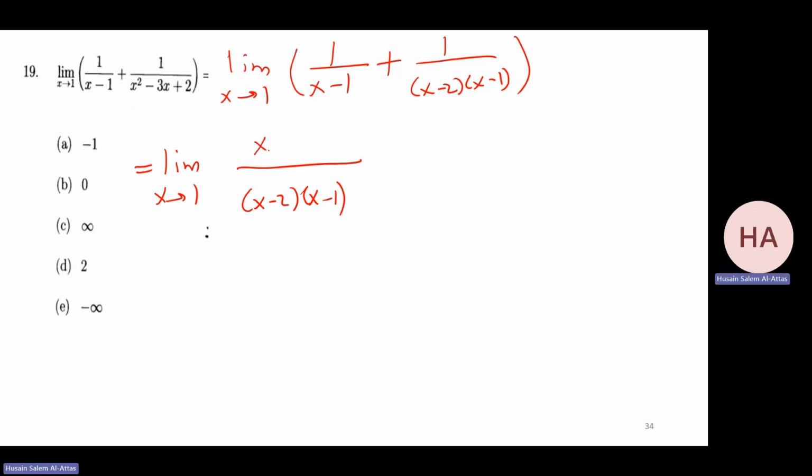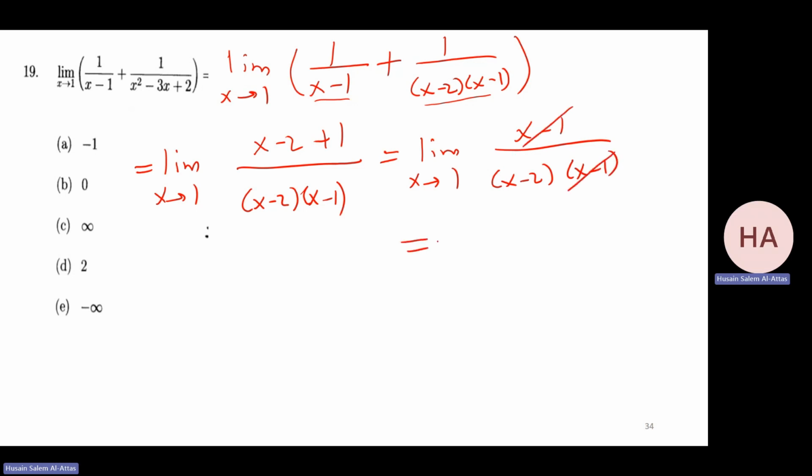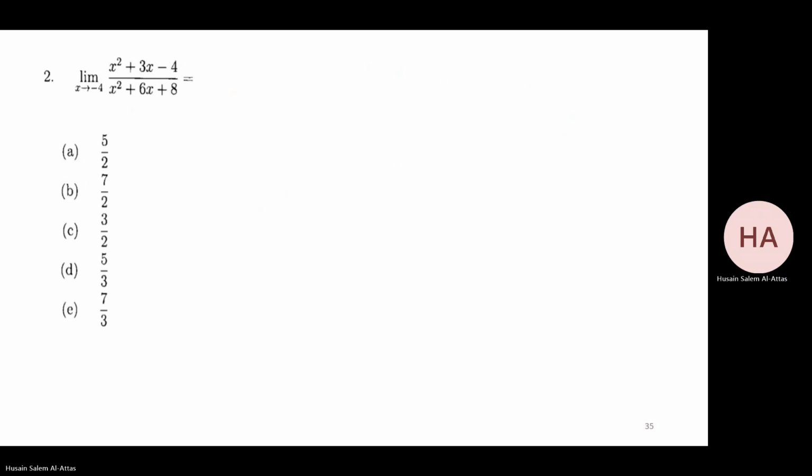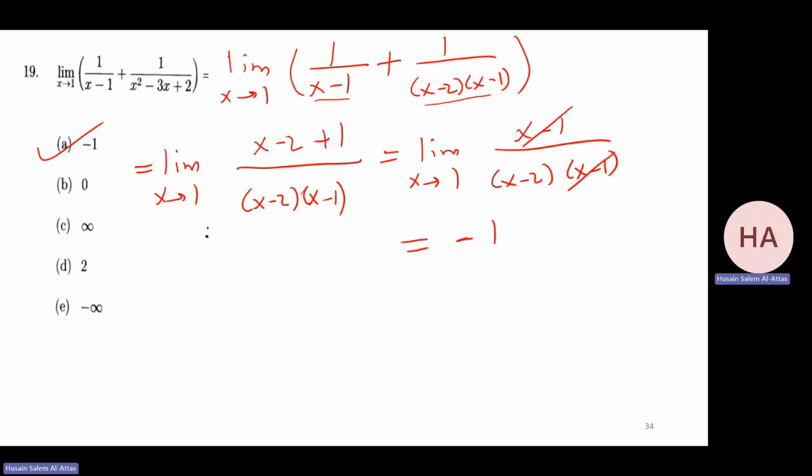So I have x minus 2 plus 1, correct? You divide this by this, you get x minus 2; this by this, you get 1. So I have the limit as x goes to 1 of x minus 1 over x minus 2 times x minus 1, and they cancel. Substitute 1 minus 2 minus 1, so I'm getting 1 over minus 1, which is minus 1.